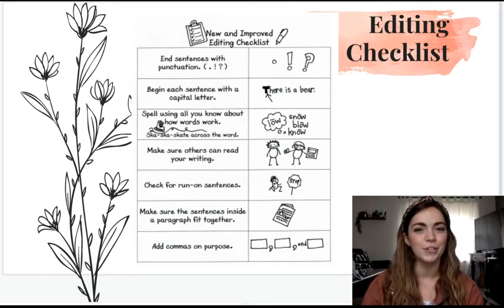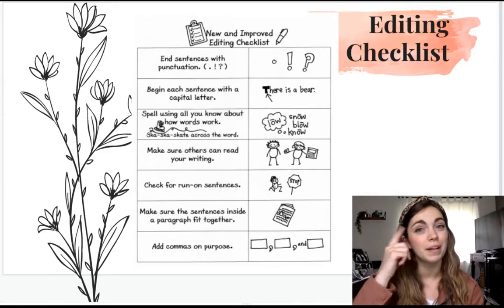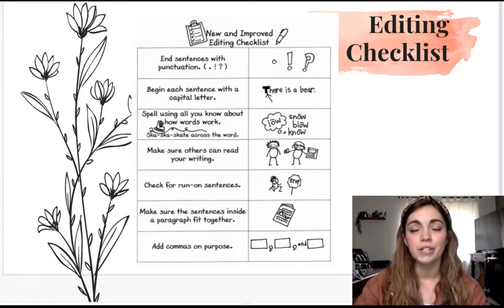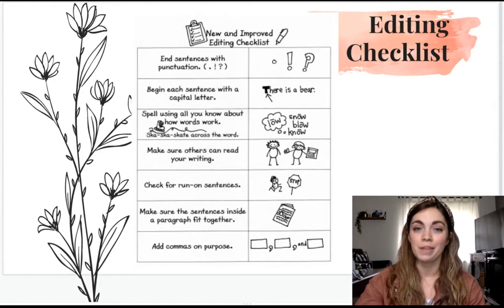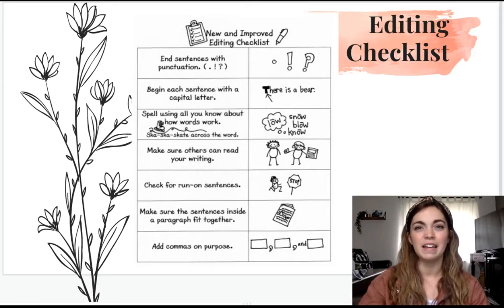Number 3, here's our new strategy. Spell using all you know about how words work, which means chunking a word up, or skating across a word, or remembering how certain tricky words are spelled. The 4th one says make sure others can read your writing. Okay, so that means we're not writing super sloppy, and we are using those strategies to make sure that we're spelling words the best that we can. So this is a great time for you to have someone in your family read your writing, and if they can't read it, that means maybe you need to try again. Take out this checklist and fix your writing up a little bit.